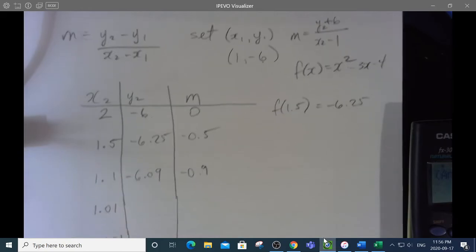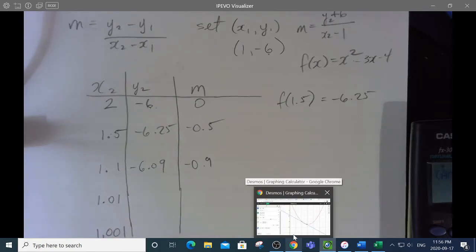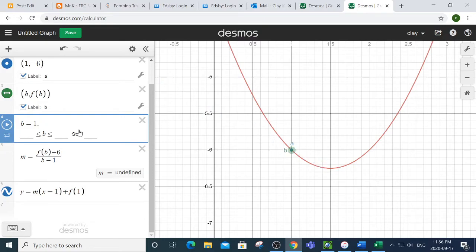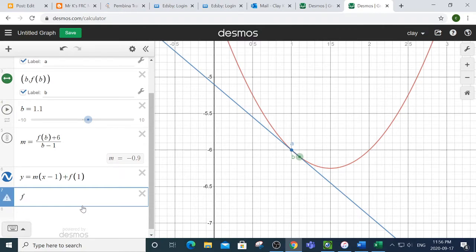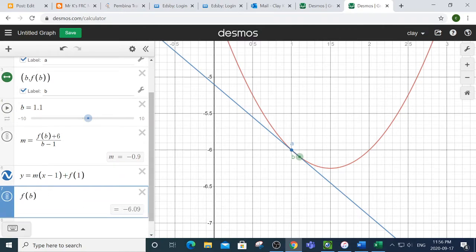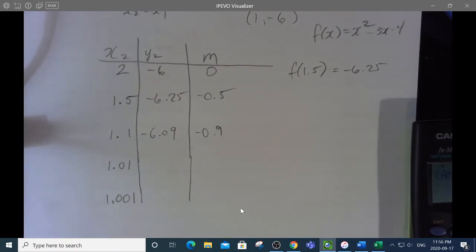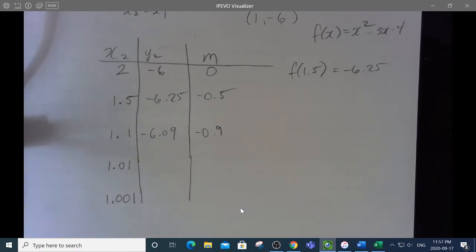Let's see if my Desmos agrees with that. And look at how much easier the calculation happens with Desmos. I just go, oh, Desmos, if I move this point B to 1.1, my slope is negative 0.9. And if I did want to know what f of b is, I'd just ask it. Hey, Desmos, what's f of b? Oh, negative 6.09, the number I just had on my chart. So when you get questions like this in the assignment, and there's a bunch of them, feel free to use Desmos. I'm actually going to show you another way you can do that in a second here too.